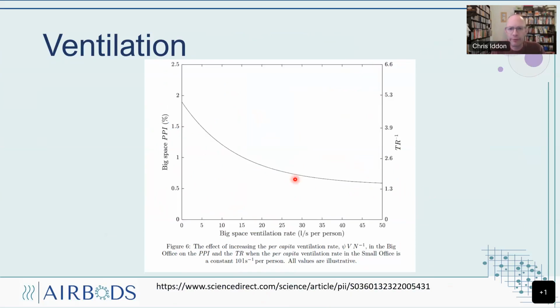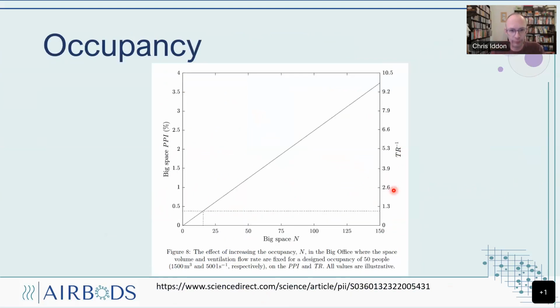This is the same graph, essentially comparing the transmission ratio. So a transmission ratio of 1 would mean that we have an equivalent risk, and you can see it would have to be somewhere in the order of several hundred litres per second per person in order to get an equivalent risk between a 50-person and a 5-person office.